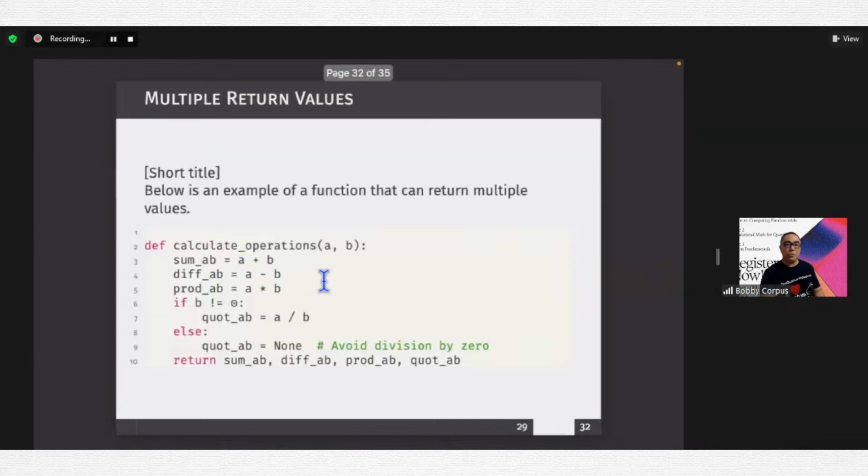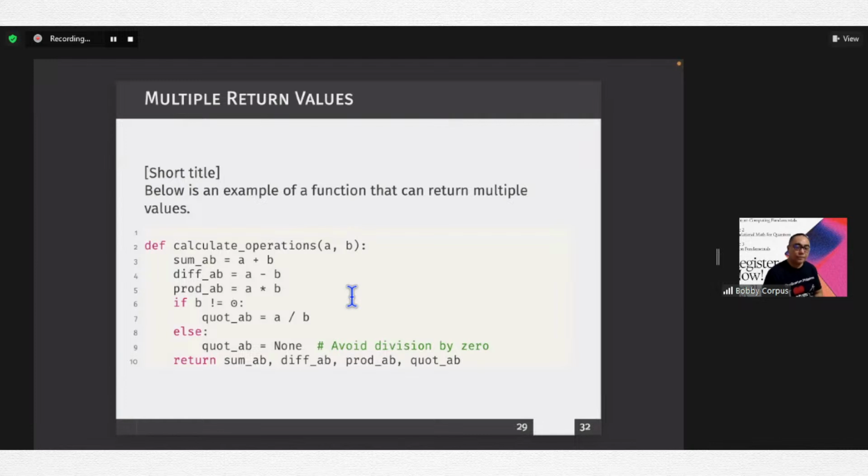But you can also define functions that return multiple values. For example, here we have calculate operation. It's very simple. Given any numbers a and b, it will return the sum, difference, product, and the quotient. So all in one function.